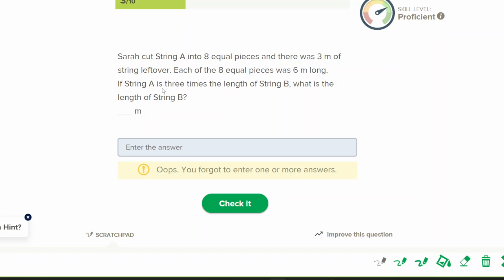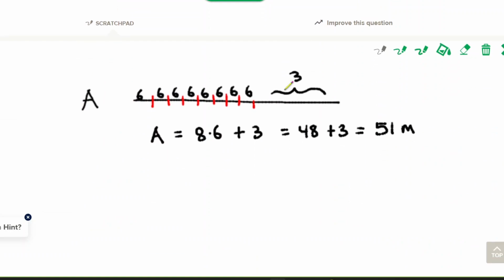Is equals, and then three times the length of string B, which is another quantity I don't know. I will use B for that. All right, so we have this equation now: the length of string A is equal to 3 times the length of string B.